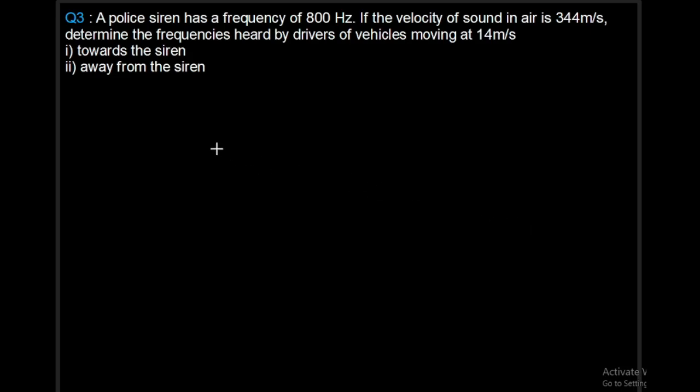Now, our next question says a police siren has a frequency of 800 hertz. So this is the original frequency, so we call it the actual frequency to be 800 hertz. If the velocity of sound in air is 344 meters per second, so we have the velocity of sound to be 344 meters per second.